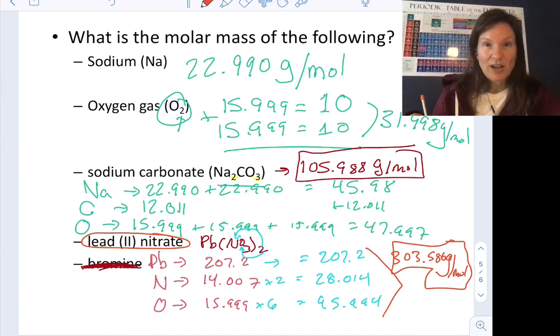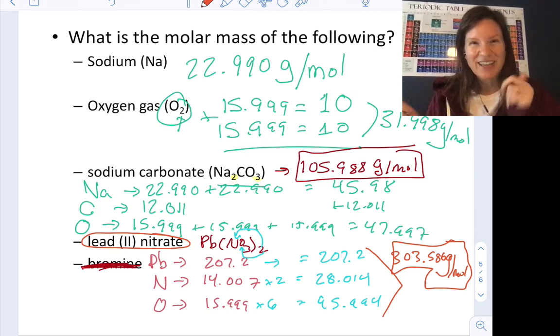Go ahead and make sure you have all these notes done. Go take the tiny quiz on what molar mass means, and have a nice night.